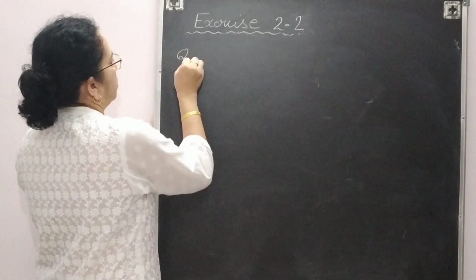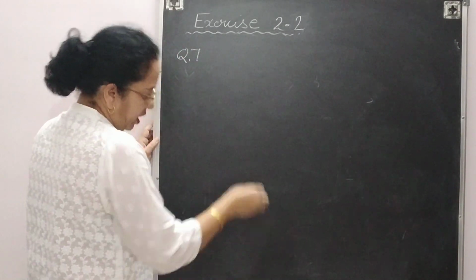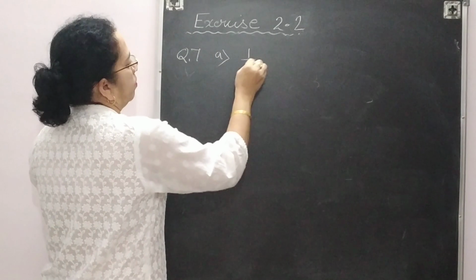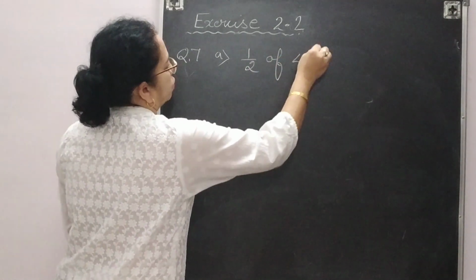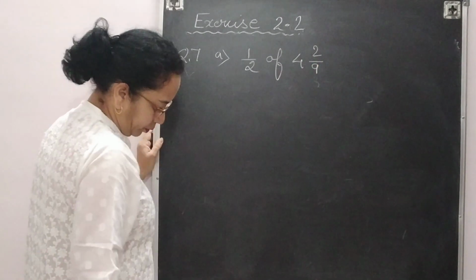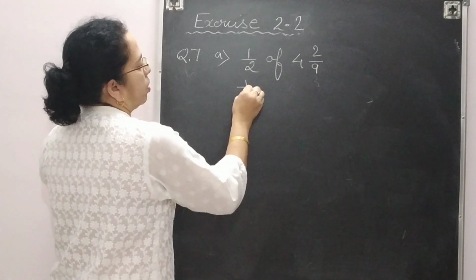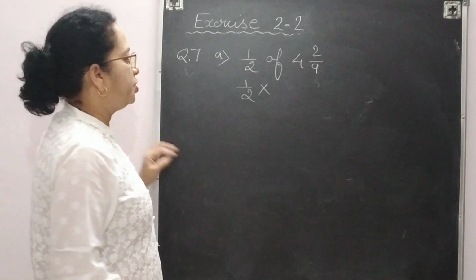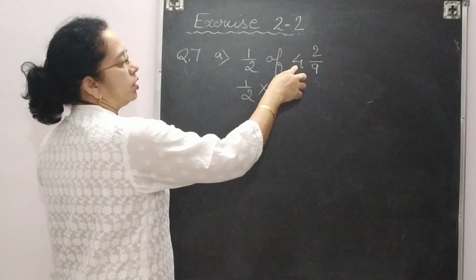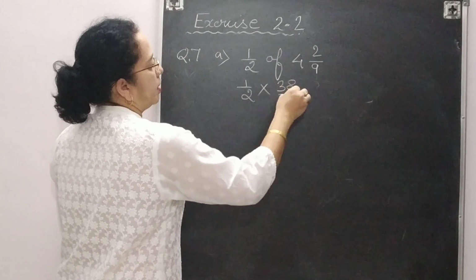That is question number 7. I will take here first sum, half of 4 and 2/9. Okay. So again, of we will convert into multiplication, meaning of is multiplication sign. 4 9s are 36 plus 2, 38/9.